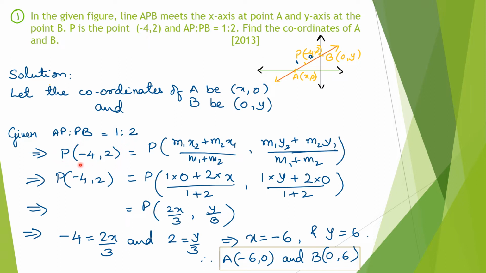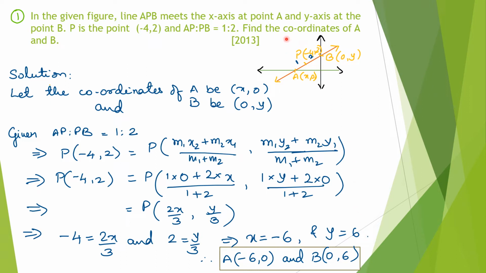The point P can be got by this formula, that is m1x2 plus m2x1 divided by m1 plus m2. So I am getting minus 4 is m1 is 1 into 0 plus 2 into x divided by 1 plus 2. In the same way, for the y coordinate, 1 into y plus 2 into 0 divided by 1 plus 2, and therefore we are getting the value of x and y to be minus 6 and 6.